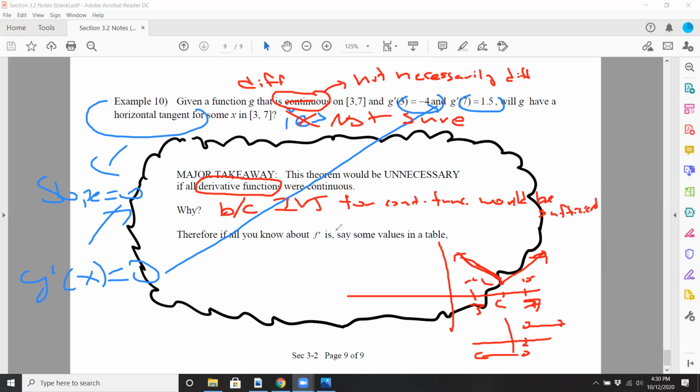Therefore, if all you know about f prime is some values in a table, don't assume f prime is necessarily continuous. And f prime will not be continuous if the original function is not fully differentiable. So these are things we'll discuss again and come back to when we meet as a class. And that's the end of the video.